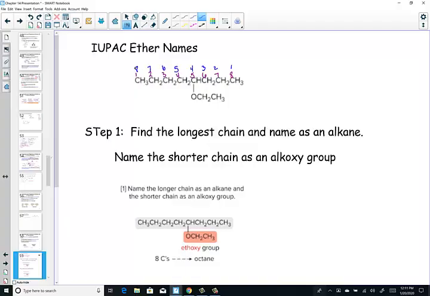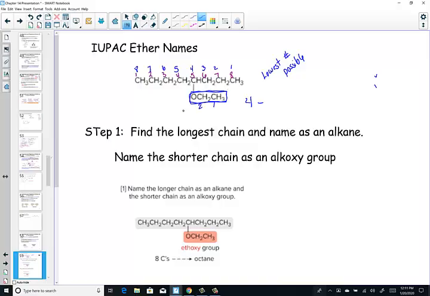I get 8 carbons, but when I number left to right, the substituent group is on carbon 4, and if I numbered left to right, it's on carbon 5. So we want to make sure we get the lowest number possible, which means going right to left. So at carbon 4, we have this branch. Now I'm naming it as a substituent off of the longest carbon chain.